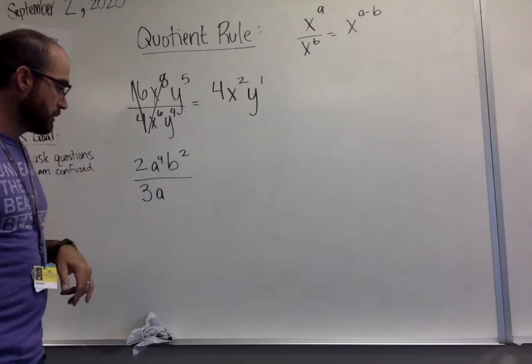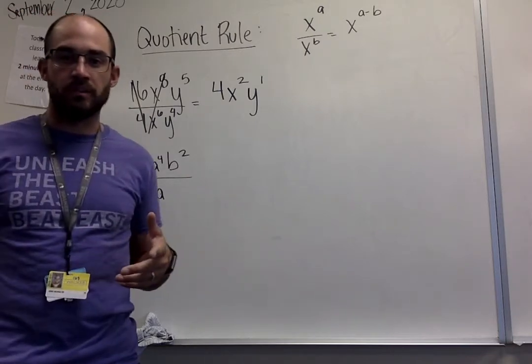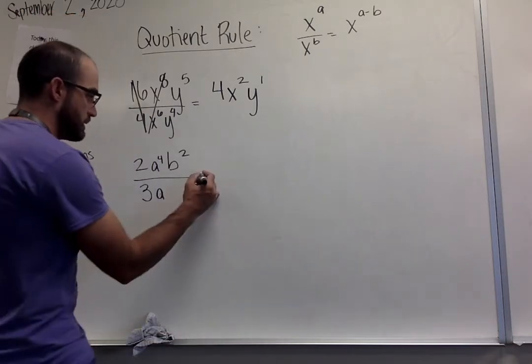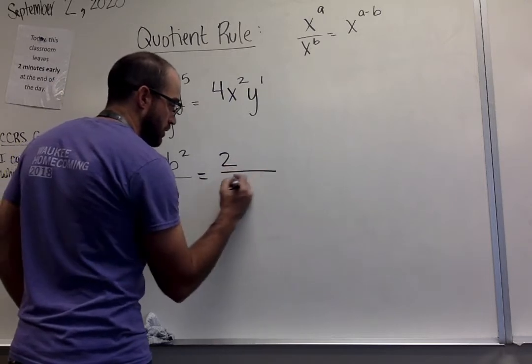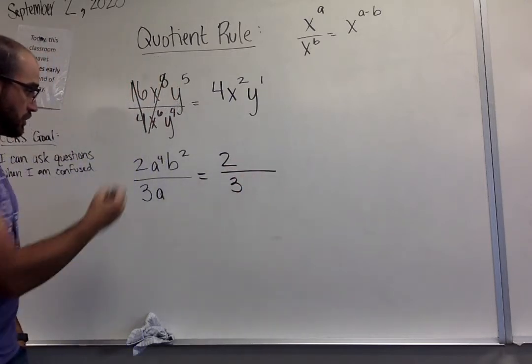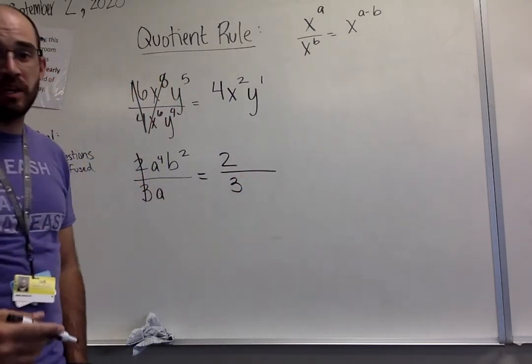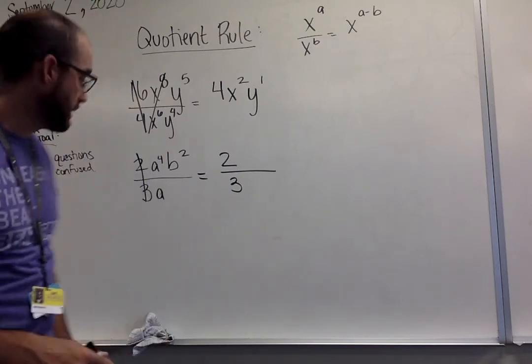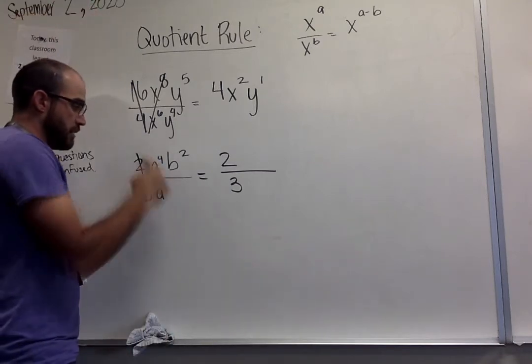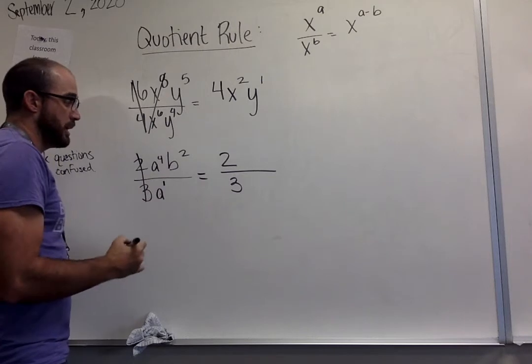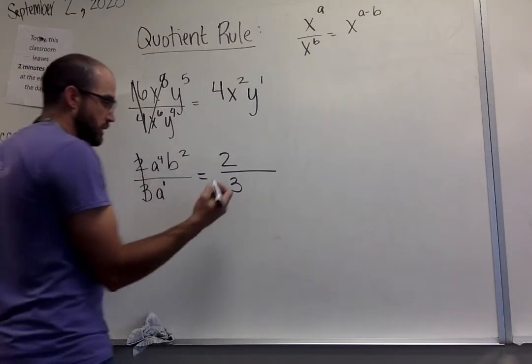So if I have 2 divided by 3, I can't simplify that. So 2 over 3 would just stay 2 over 3. So our numbers are taken care of. I can't simplify them, so I leave them the same way. Okay. The next thing I have is an a. I got a to the 4th. Again, if there's nothing above it, I'm going to put a to the 1st. So 4 minus 1 gives me a to the 3rd.